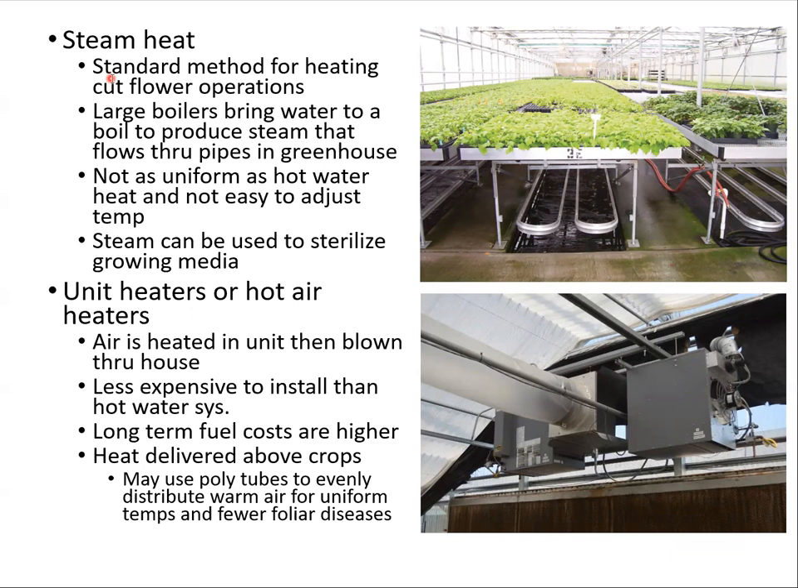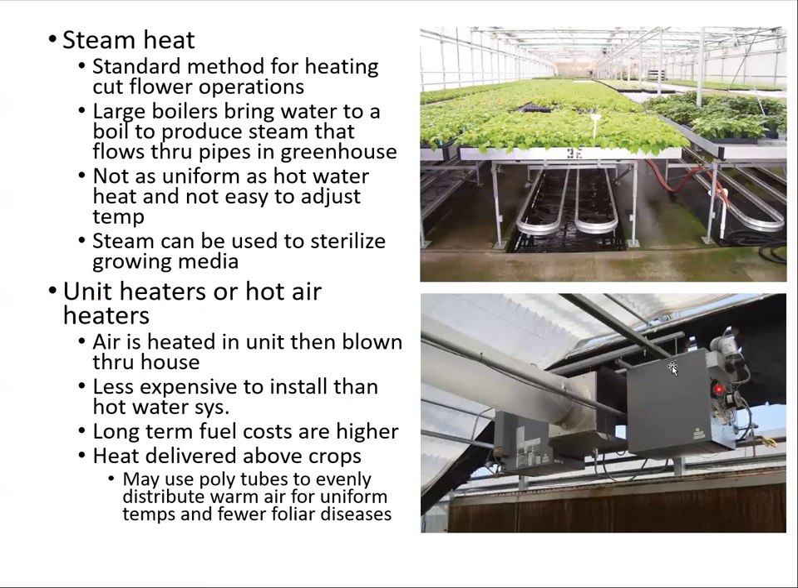There's the most typical one, the one that we have at ARC greenhouses and that lots of greenhouses use: unit heaters or hot air heaters. This is the picture that you see here. Air is heated in a unit, then blown through the house. This is less expensive to install than hot water systems. The hot water systems can be expensive because you need piping that runs throughout the greenhouse in order to deliver the heat from the steam or from the hot water. So that portion is really expensive. You need that boiler as well.